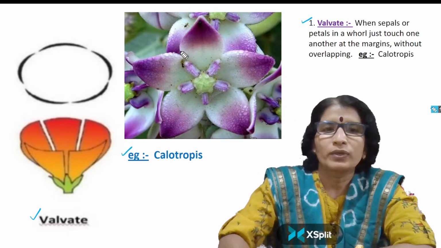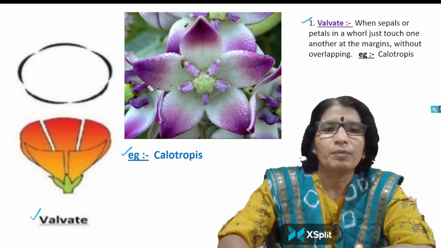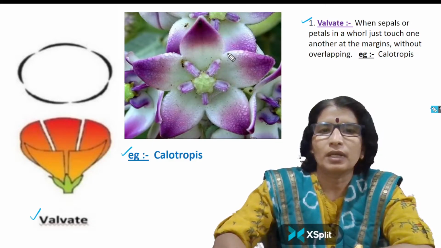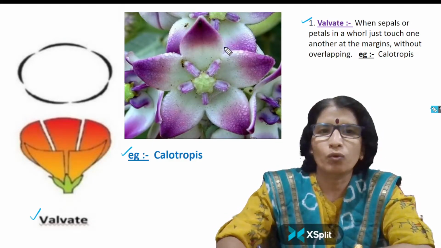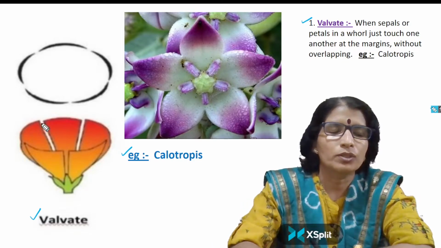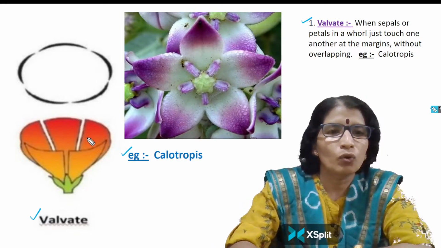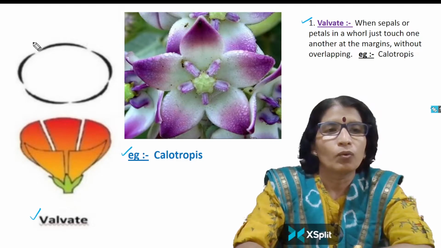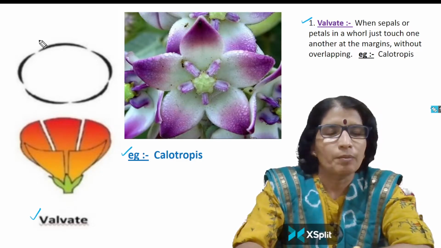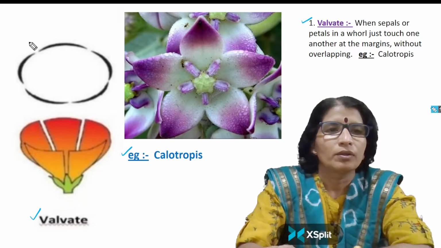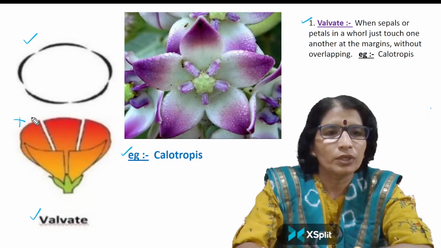In the diagram also you can see clearly, in Calotropis, 5 petals are there. All these 5 petals are arranged side by side only. There is no overlapping. In the diagrammatic representation also you can see a clear view of no overlapping. This is the diagram of only the arrangement of margins of sepals or petals. In the examination you can draw this diagram only. No need to draw this diagram.